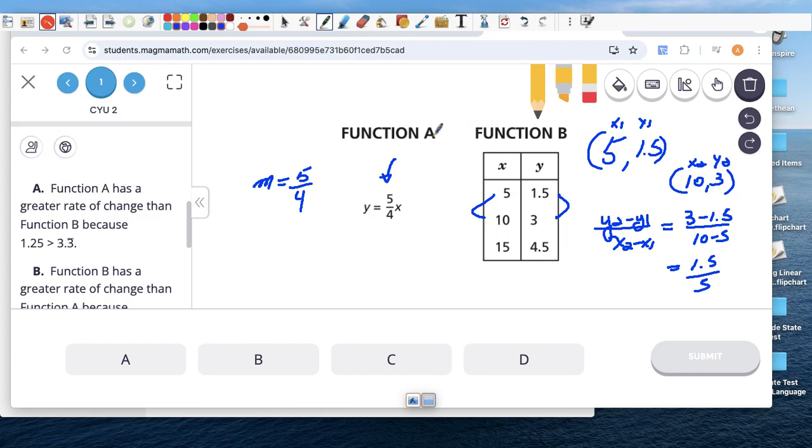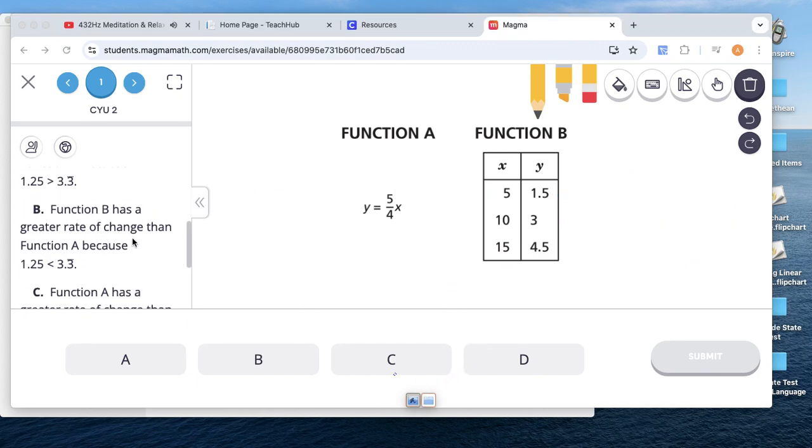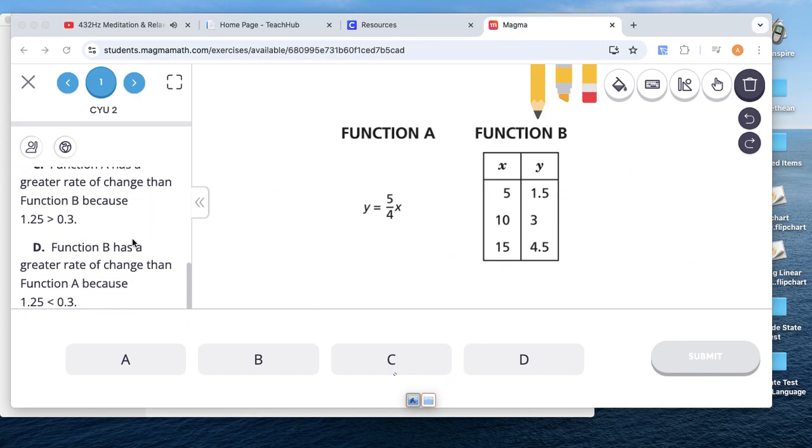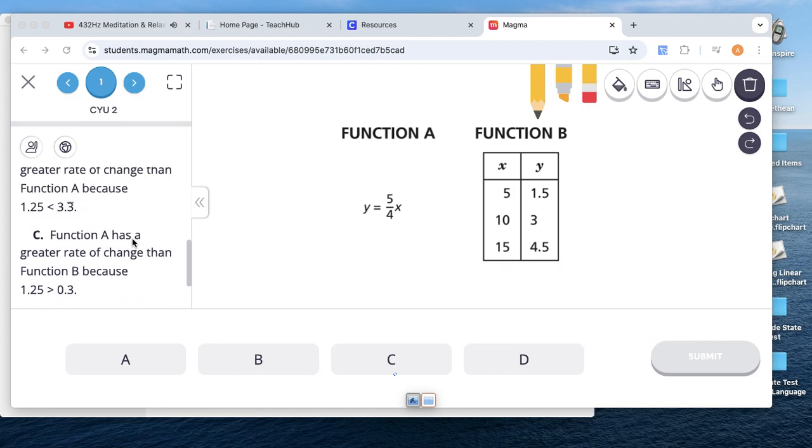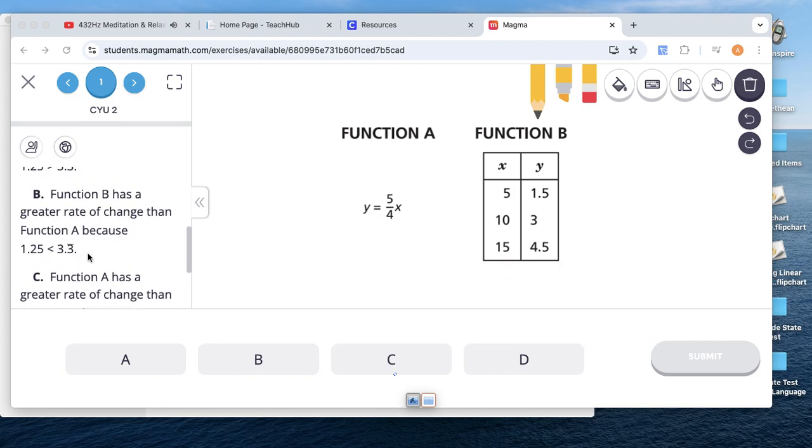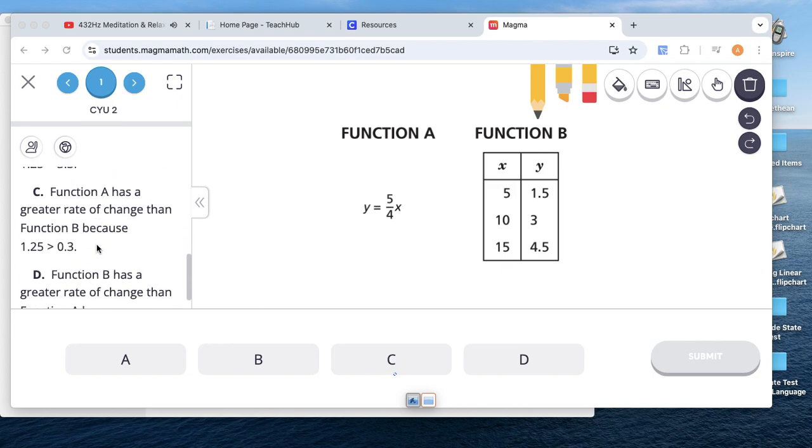5. So function A has the greater rate of change, because the rate of change of B is 1.5 over 5, not 3.3, so definitely that's not it. So let me just make it small. Rate of change, B has a greater change, no. B is incorrect because the rate of change for B is not 3.3, so that's out.